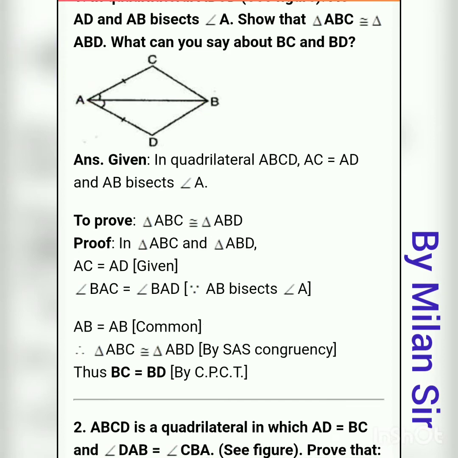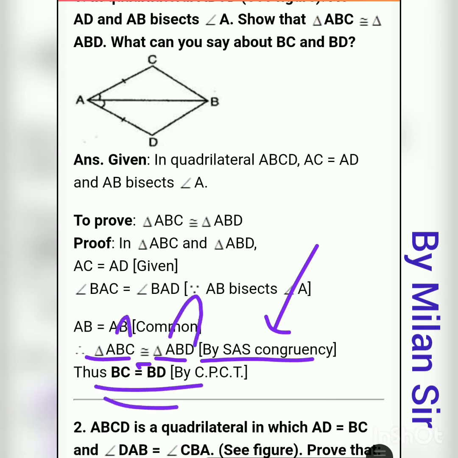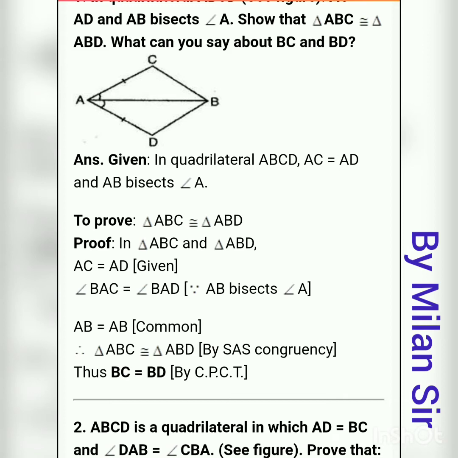Okay, so we can write like this. So we can say that these two triangles are congruent. So triangle ABC is congruent to triangle ABD by side angle side congruency. Thus, BC is equal to BD, second and third position. So BC is equal to BD by CPCT, by corresponding parts of congruent triangles.